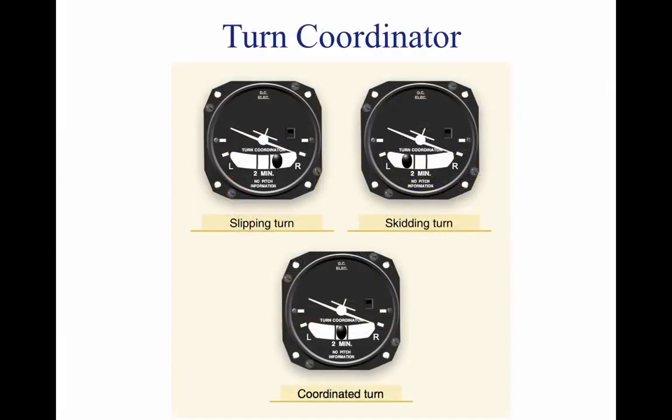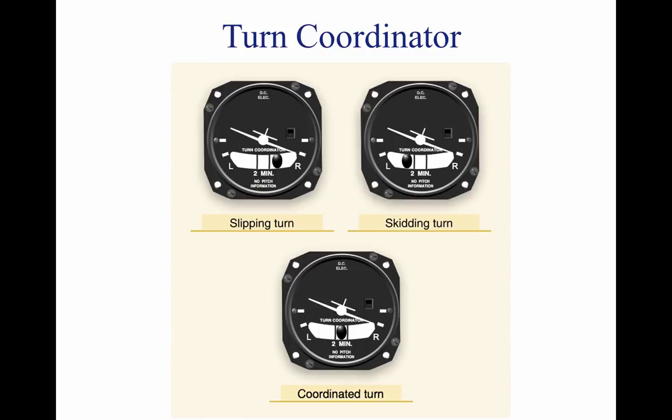The turn coordinator can be used to establish and maintain a standard rate turn by aligning the wing of the miniature aircraft with the turn index. The above image shows a picture of a turn coordinator. There are two marks on each side, left and right, of the face of the instrument.